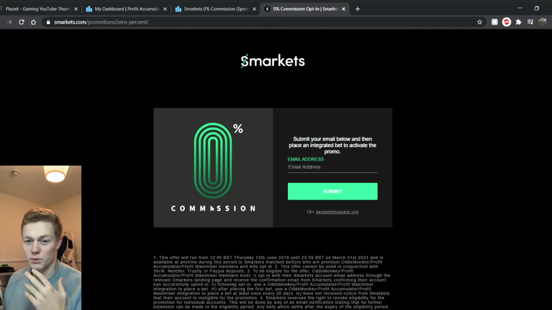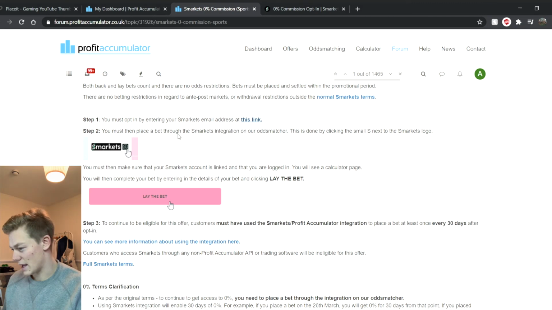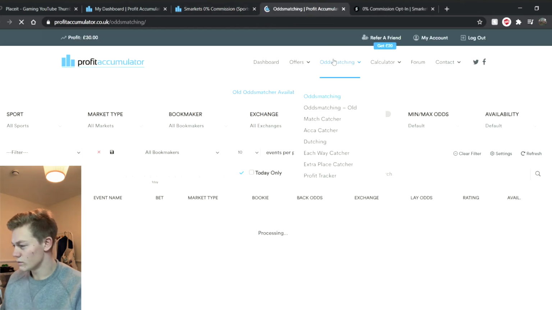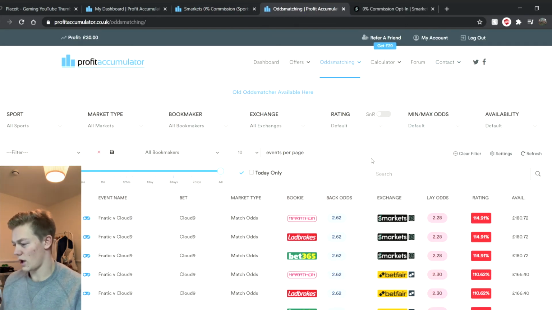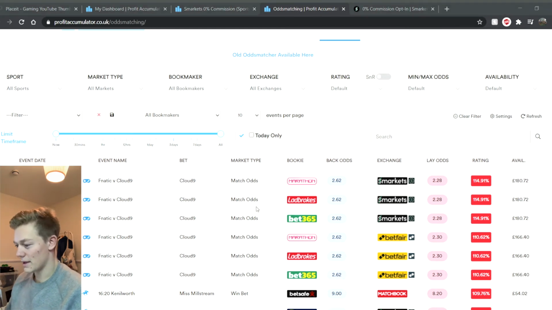So now that your accounts should be linked, if we go back to here, it says step 2 is to place a bet through the Smarkets integration on our odds matching tool. So basically what this means is we can place our lay bets on the odds matching tool. So if I go to the odds matching tool quickly, if we're ever searching up a bet, so say for example this Cloud9 esports bet, you have these little tags here which basically mean you can open up a window that means you can lay your bet straight from the odds matching tool without even having to open up your exchange.